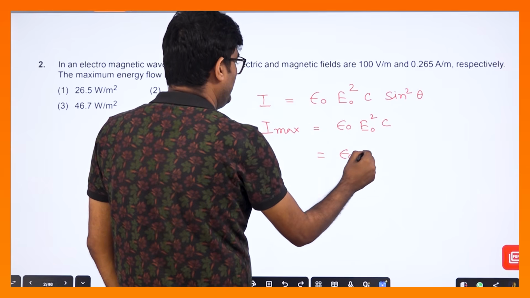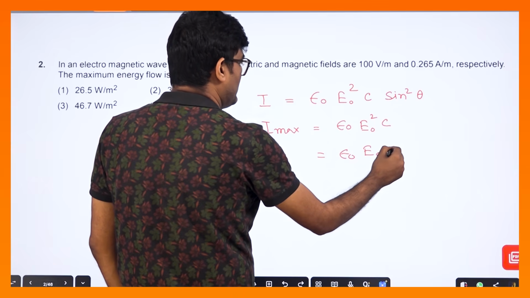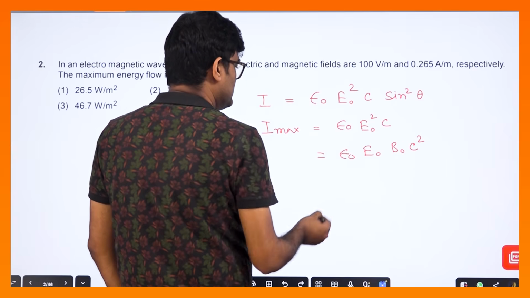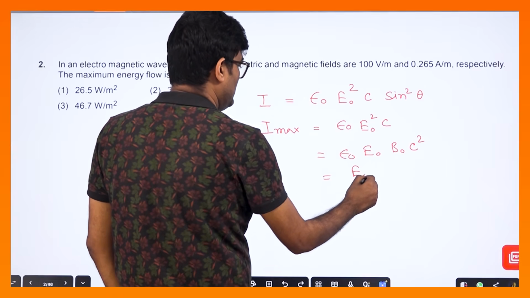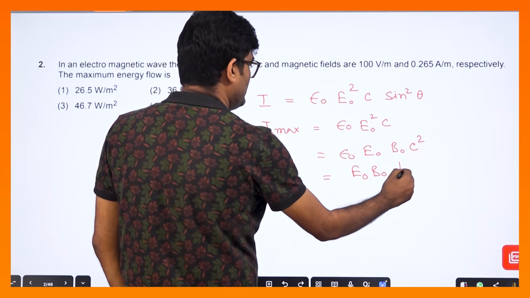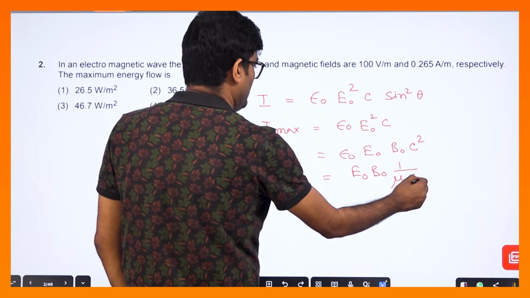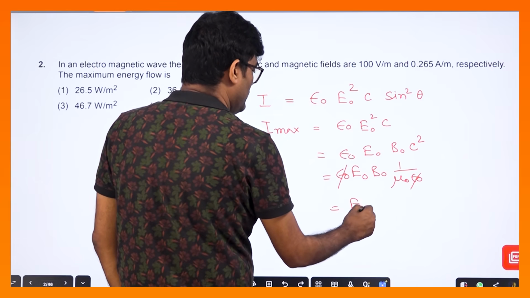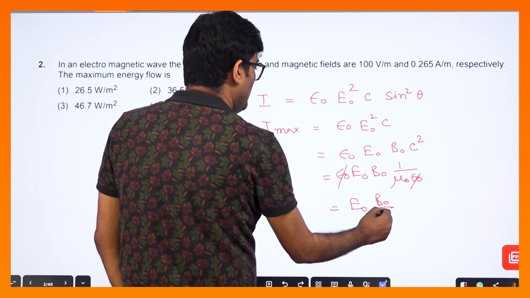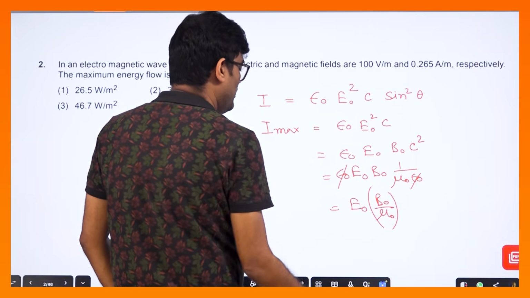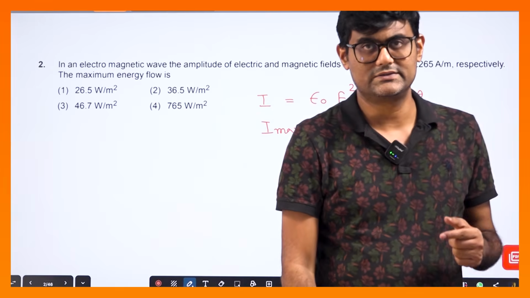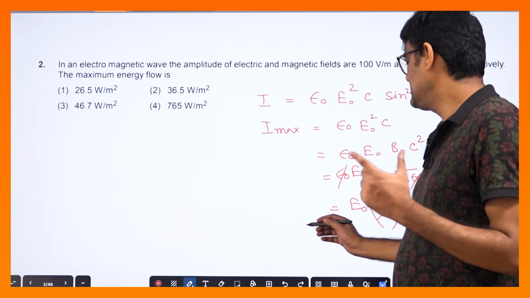And if I break E naught into two parts, one is E naught, another is B naught into C. E naught is B naught into C. So it is C square. So it is E naught, B naught, C square is 1 by mu naught epsilon naught. And 1 epsilon naught will cancel each other. So it is E naught into B naught by mu naught. Now, what is B naught by mu naught? B naught by mu naught is called auxiliary magnetic field. If you remember, it's called H. So this is E naught into H.